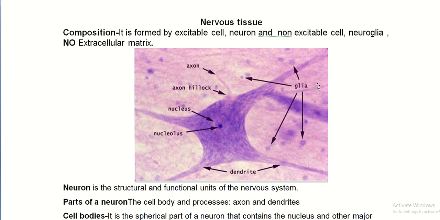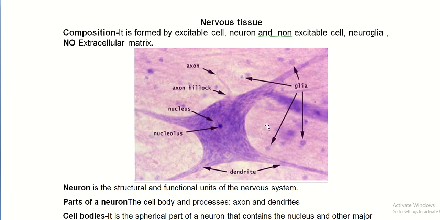Nervous tissue. Nervous tissue is formed by the excitable cell, the neuron, and the non-excitable cell, the neuroglia, and has no extracellular matrix. This is the histological image of the nervous tissue showing a neuron, and this is the nucleus of a neuroglia. Neuroglia are 10 times more numerous than neurons. Neurons contain a special type of organelle, Nissl's granules. Nissl's granule is formed by free ribosomes and rough endoplasmic reticulum.